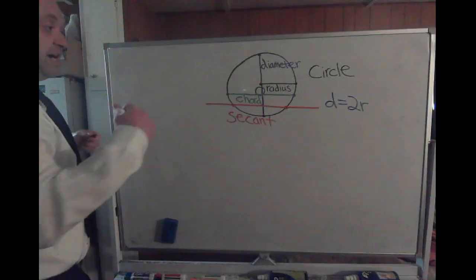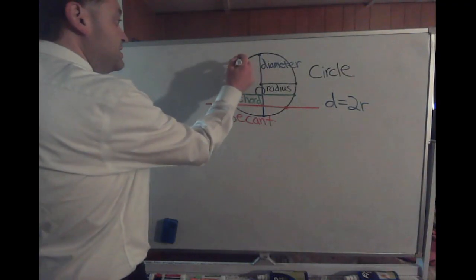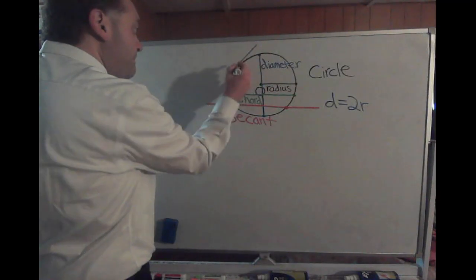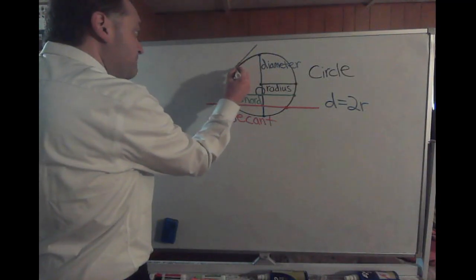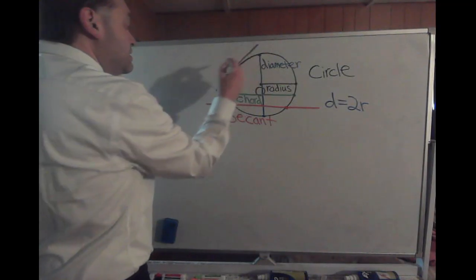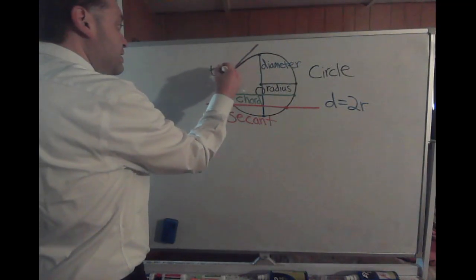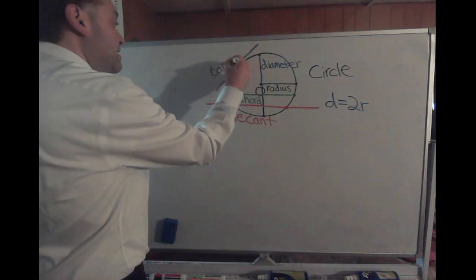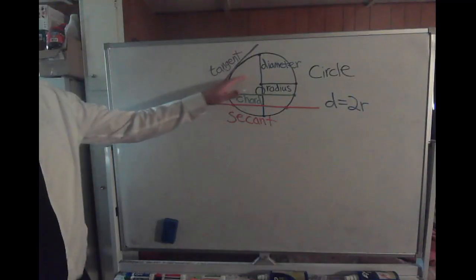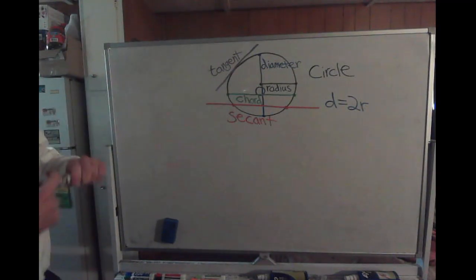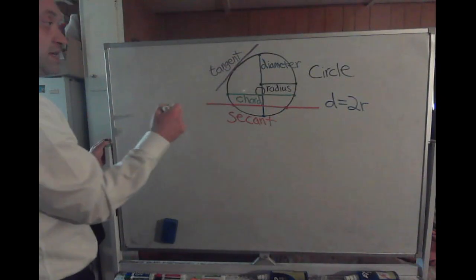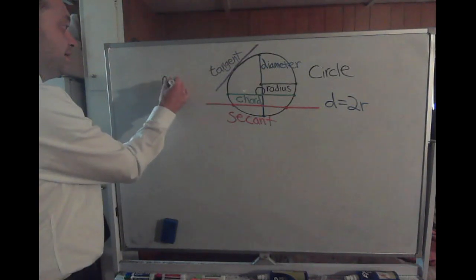Now there's another type of line. It is called the tangent line. So this line here is called the tangent line. A tangent line is a line that is outside of a circle, but it touches the circle at exactly one point. The point where it touches is called the point of tangency.